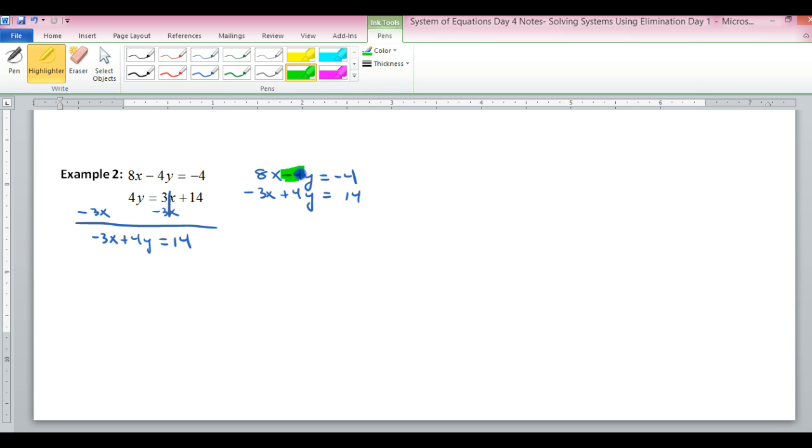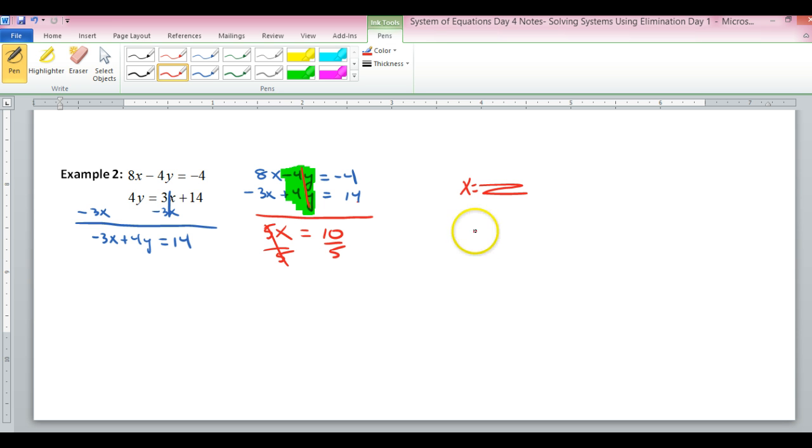Notice here, when you look at your y's, if you add the two equations together, does it eliminate the y's? Yes. And that allows us to solve for what variable? X. 8x minus 3x is 5x, but the y's equals negative 4 plus 14, which is 10. Keep track of your signs at all times. Divide by 5, and I get x is equal to 2.